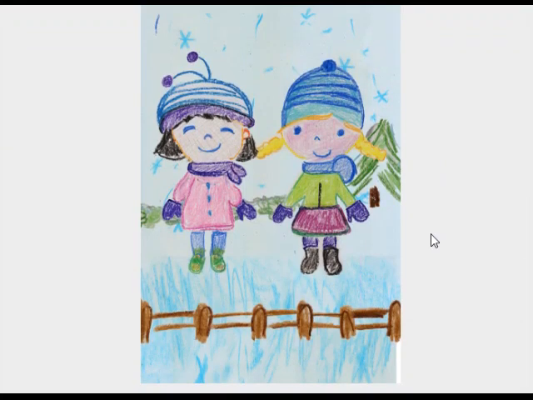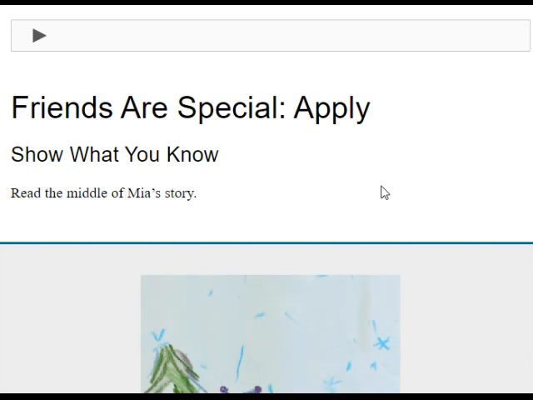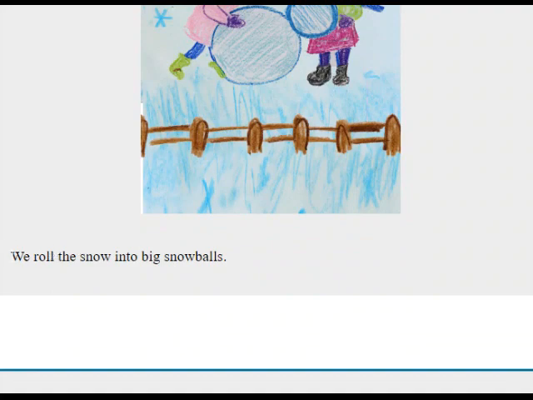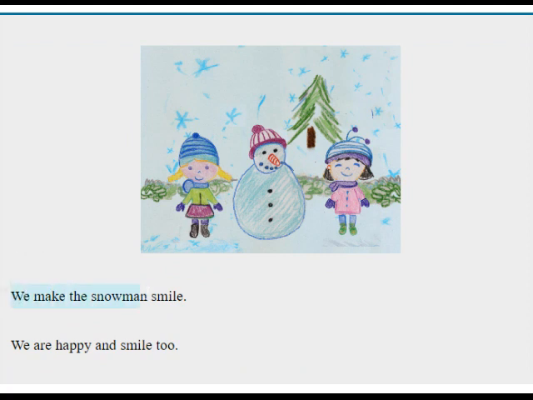Here's a picture she has drawn, and here are the words she wrote. Look at the snow. Devin comes to my house. We want to make a snowman. Let's keep reading. This is the middle of Mia's story. She has another picture and more words. We roll the snow into big snowballs. Here's the end of Mia's story. We make the snowman smile. I can see that in the picture. We are happy and smile too. I can see that in the picture as well.